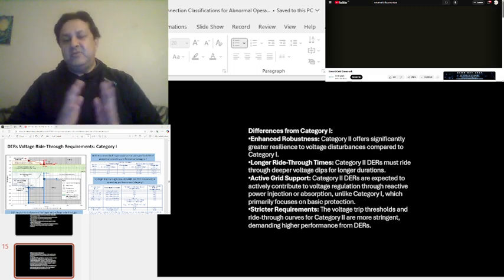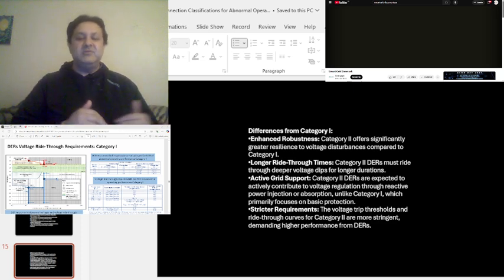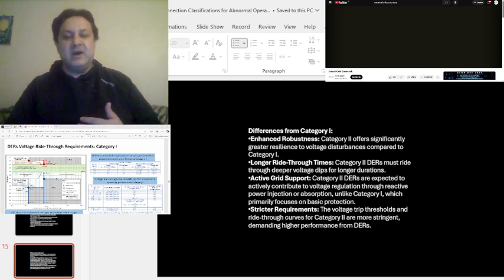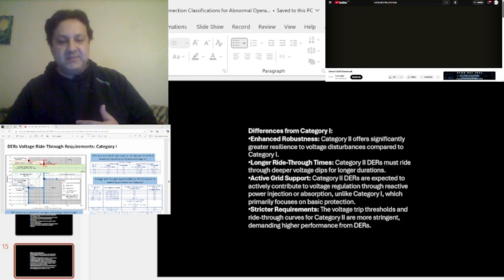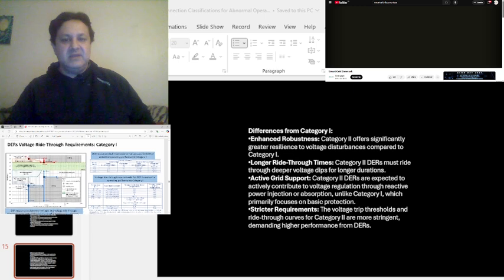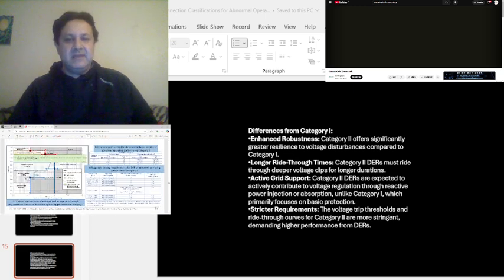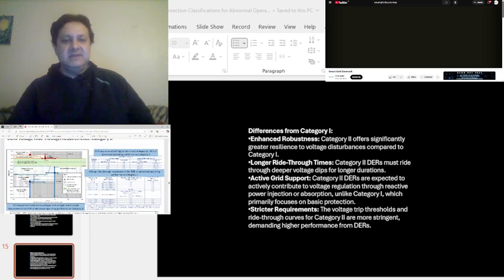Stricter requirements, so the voltage trip threshold and ride-through curves for category 2 are more significant. I think it should go for category 2 here. Yeah, graph here. If you see this, this is just for reference because this is already being given.